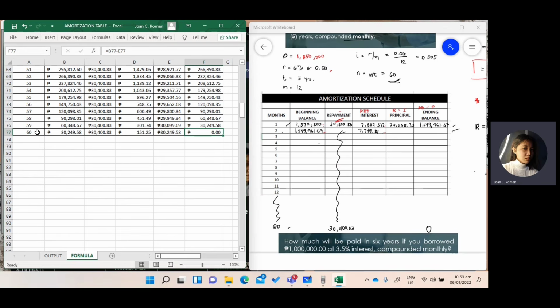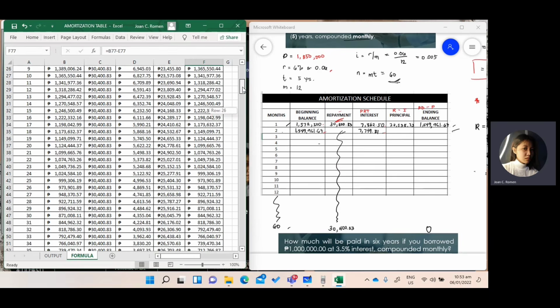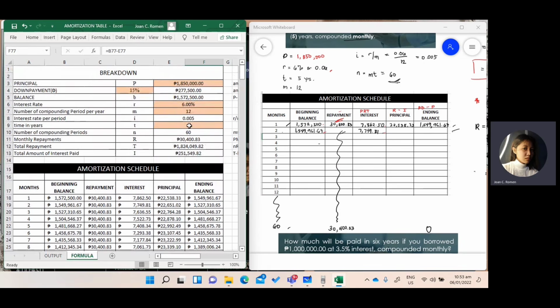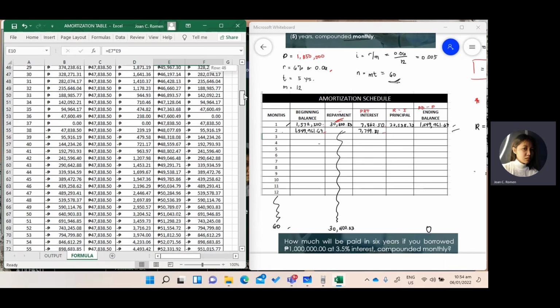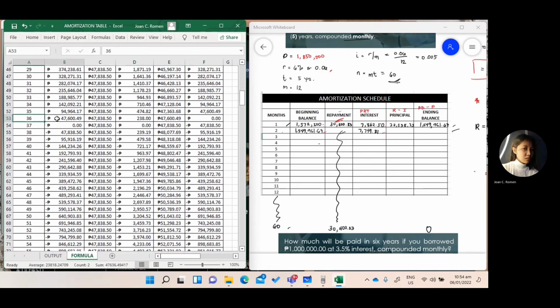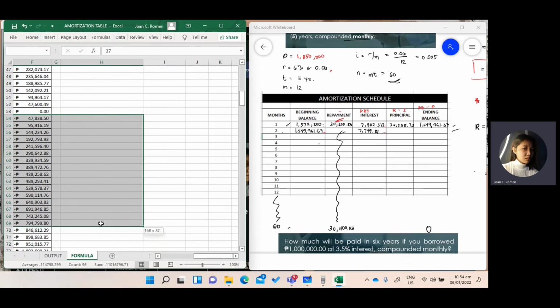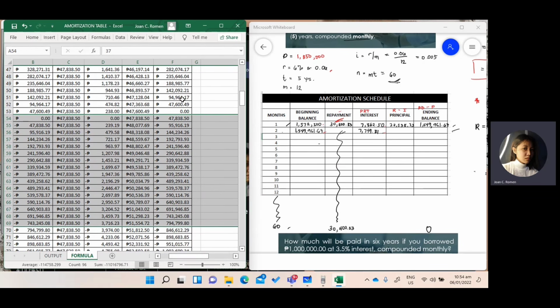Okay, pero kung sakali, ma'am, paano po kapag hindi siya aabot ng 60? Okay, paano po kapag 3 years lang? Sa loob ng 3 years lang. So, ibig sabihin, 36 terms lang. Okay, ibig sabihin po, yung pang 36, doon na matatapos yung amortization schedule mo. Yung 37 to 60, pwede mo na siyang i-delete. Okay? So, kasi po, 0 balance ka na sa pang 36.